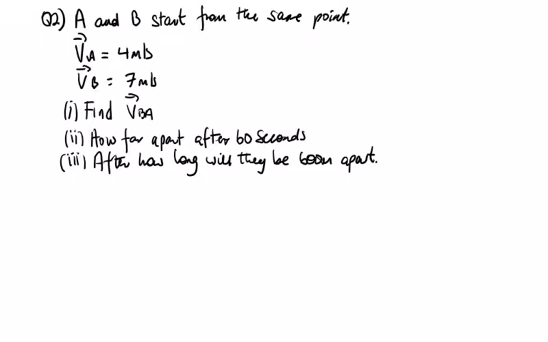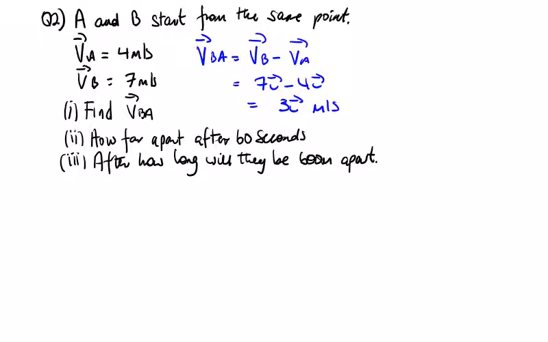Question 2. I'm going to just simplify these questions down now. A and B start from the same point. Velocity of A is 4 meters per second. The velocity of B is 7 meters per second. Find the velocity of B relative to A. Velocity of B relative to A is the velocity of B minus the velocity of A, which is equal to 7i minus 4i, which is 3i meters per second.